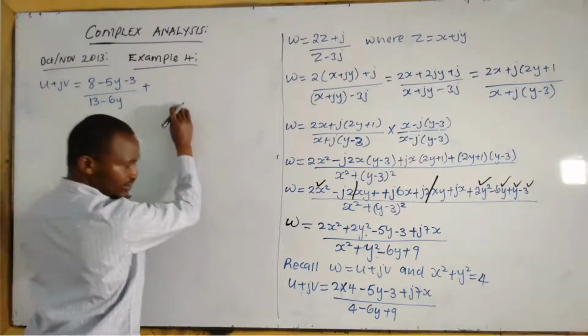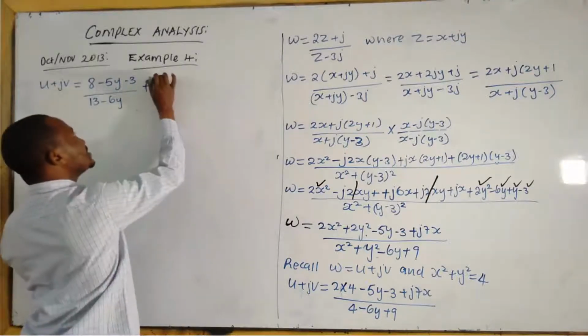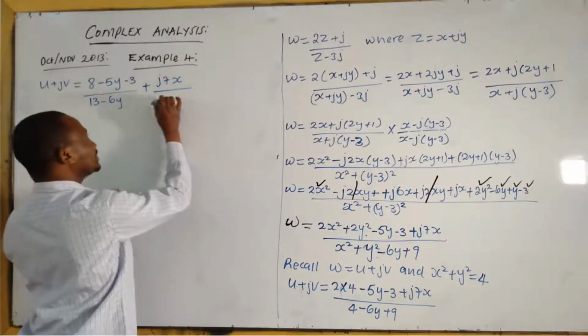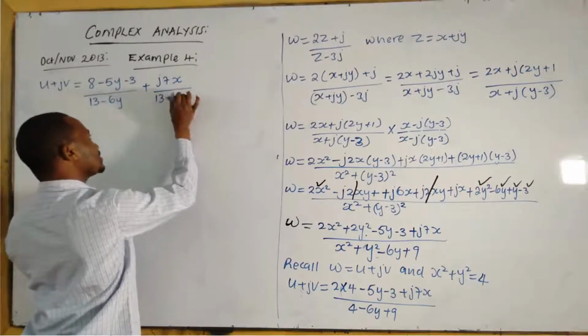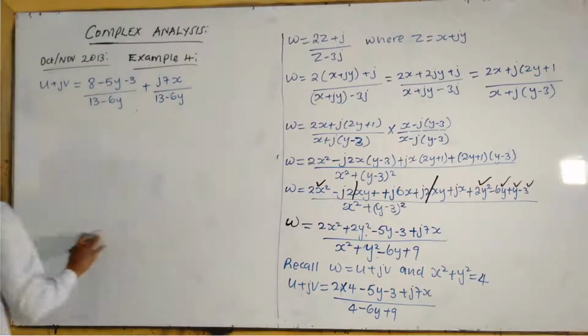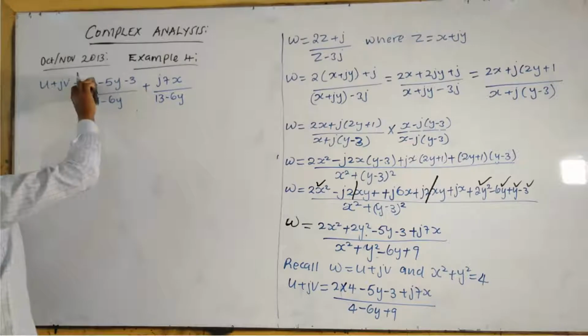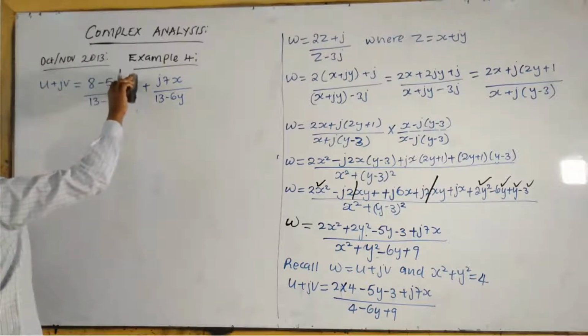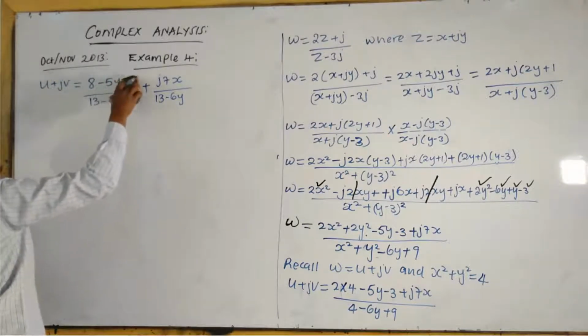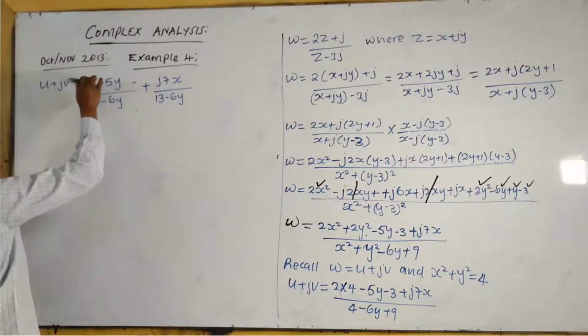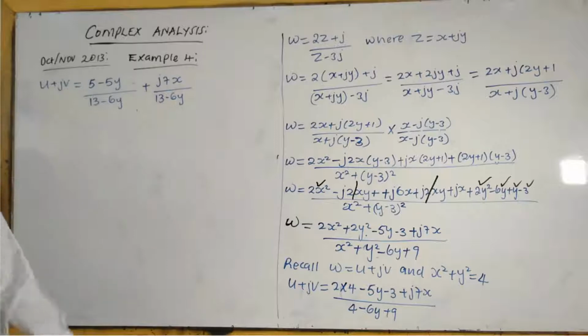Plus, see where you have j7x, that is imaginary. j7x over 13 minus 6y. 8 and minus 3 will give us what? Positive 5. Positive 5. That is 8 and minus 3.